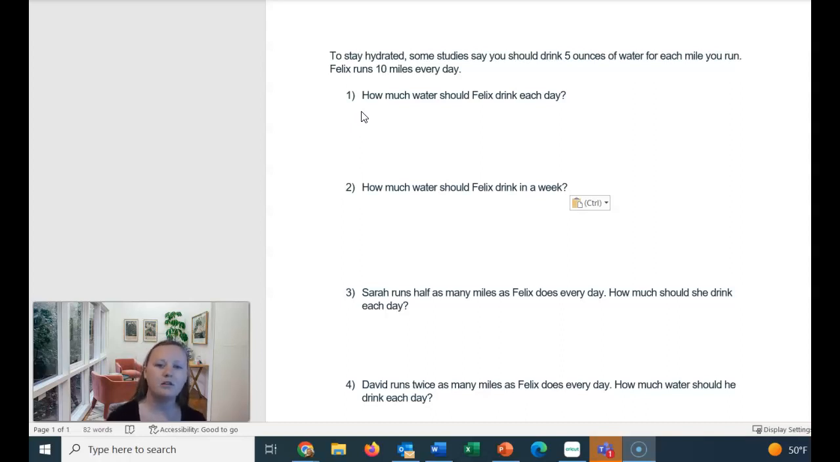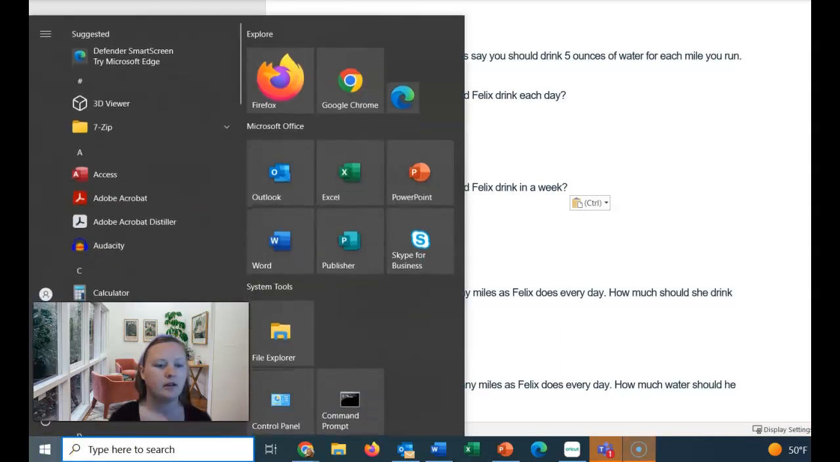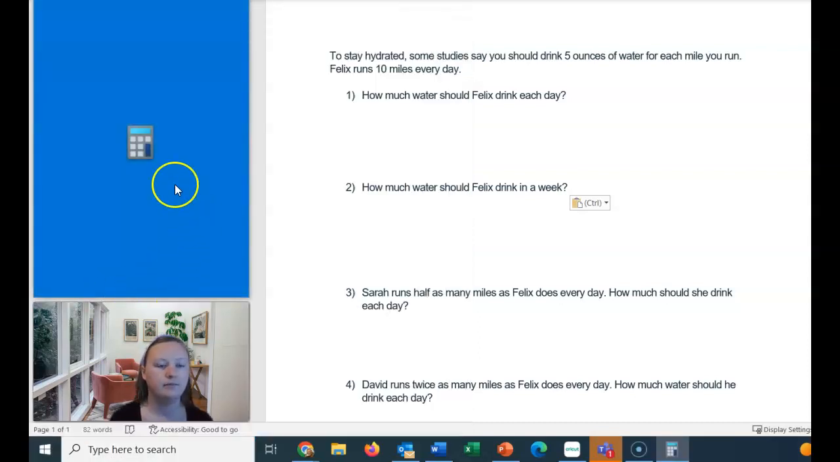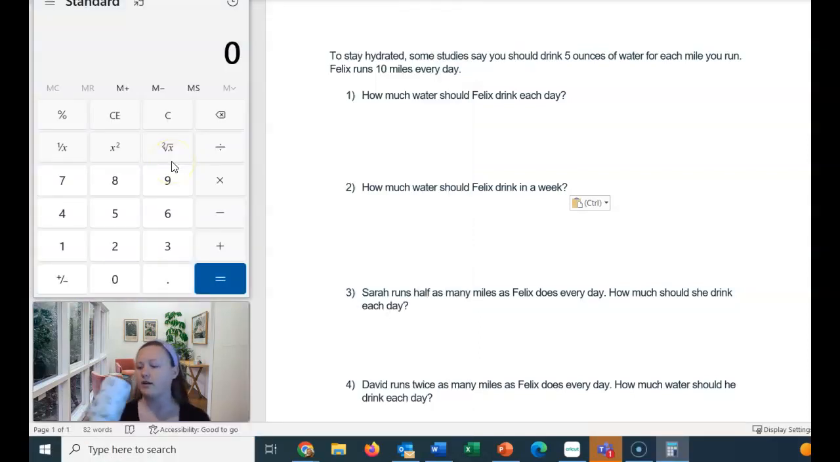So, first, you will need your calculator. Okay, remember if you can't find your calculator, you can press this button, and then underneath the C is a calculator. Okay, so now we have our calculator.